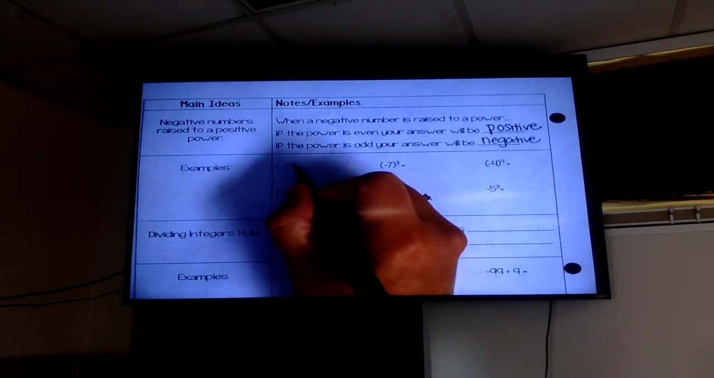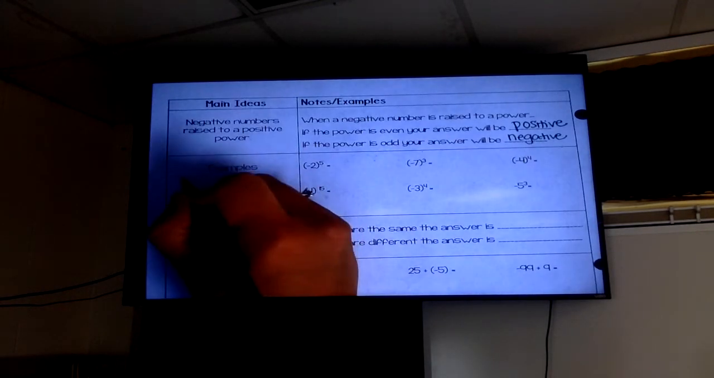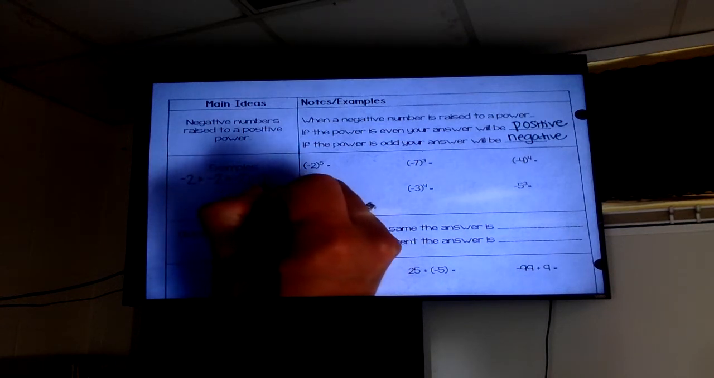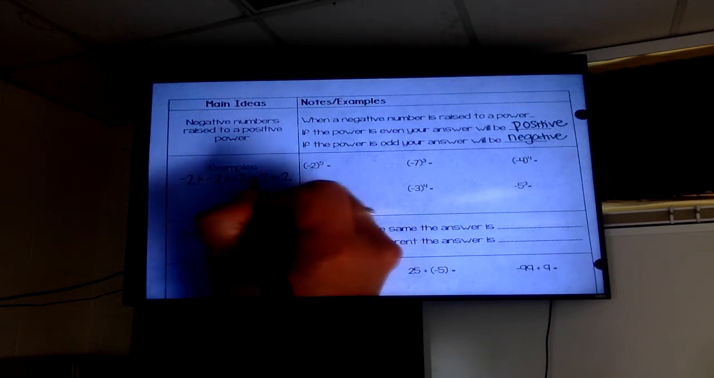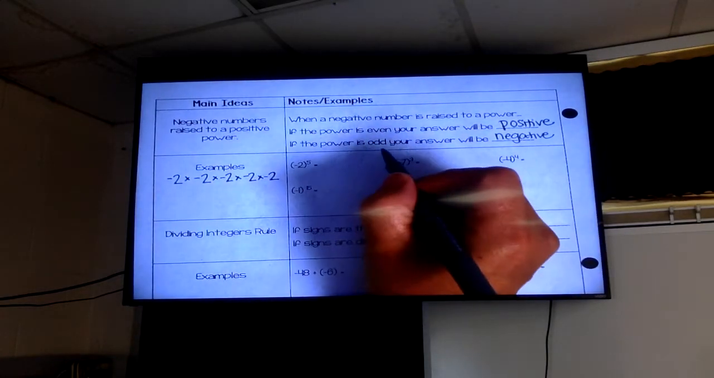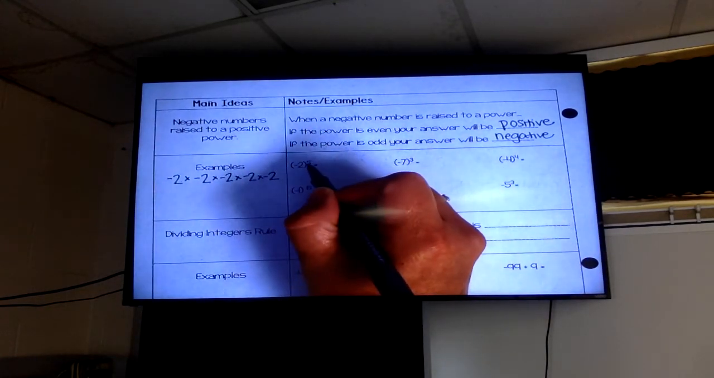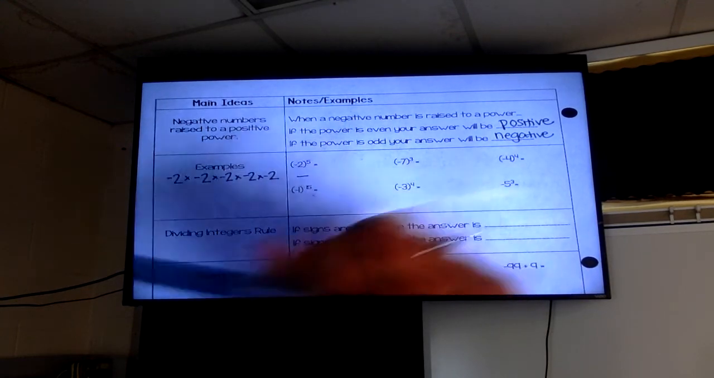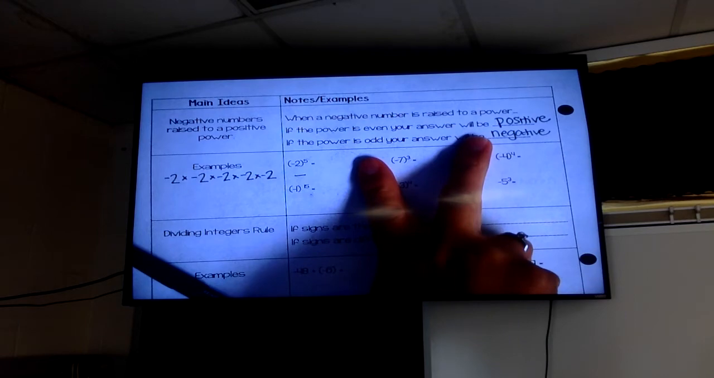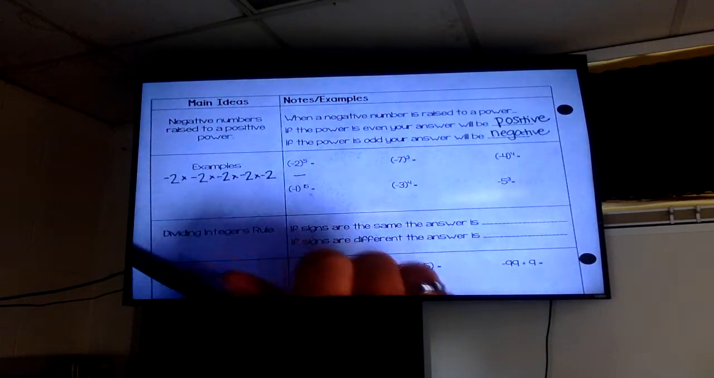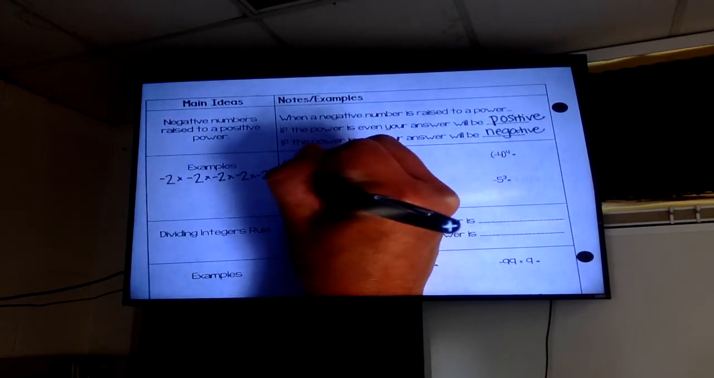Okay, so for instance, negative 2 to the 5th power. That means this: negative 2 times negative 2 times negative 2 times negative 2 times negative 2. Negative 2, 5 times. All right, so using my rule, if my power is odd, 5 is an odd number, my exponent is odd, so I know my answer is going to be negative. Okay, and then 2 to the 5th power. 2 times 2 is 4, times 2 is 8, times 2 is 16, times 2 is 32. So I should get the answer negative 32.